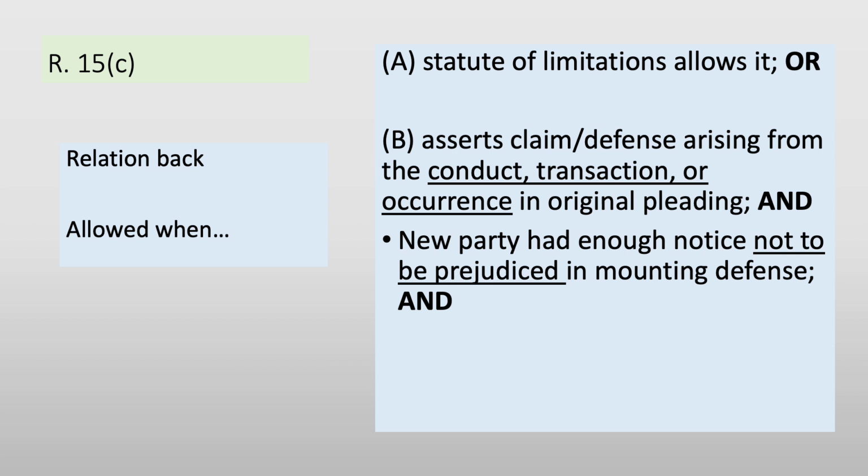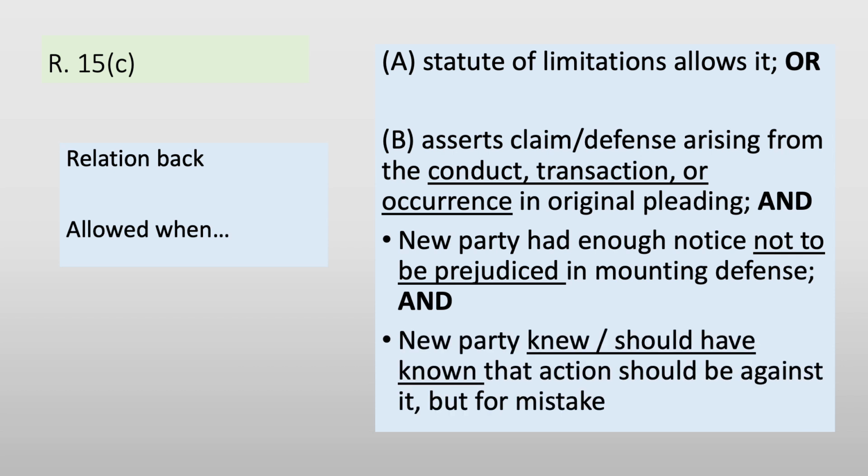If you're just adding to a claim, you don't have to worry about this. But if there's a person named in your complaint who was not named before, you need to ensure that they had enough notice not to be prejudiced, in other words, disadvantaged in mounting their defense, and that they knew or should have known that the action should be against them, but for your mistake, but for the pleader's mistake.